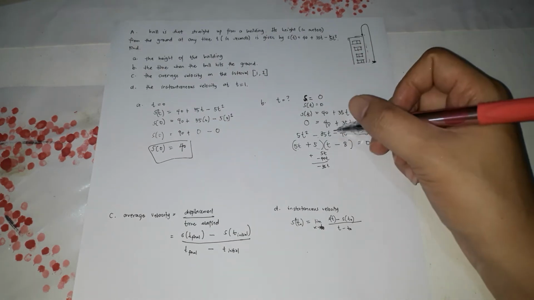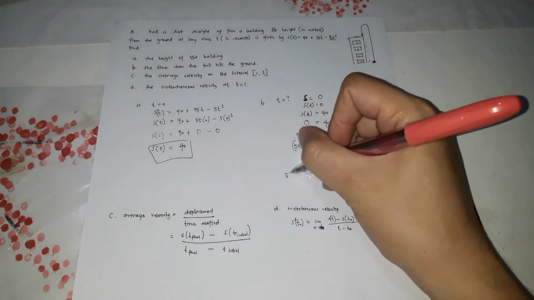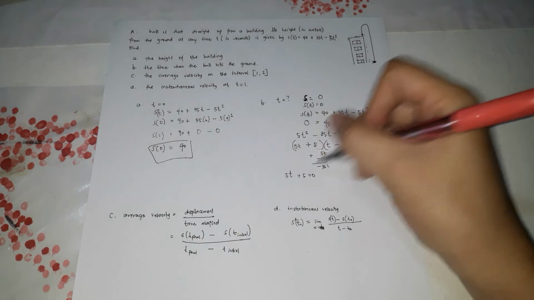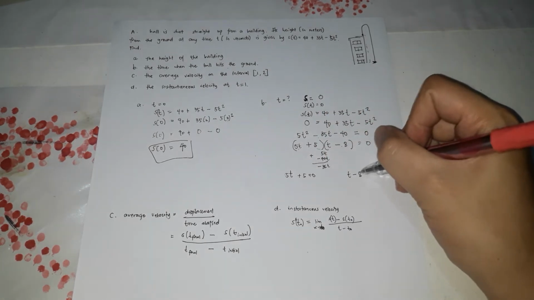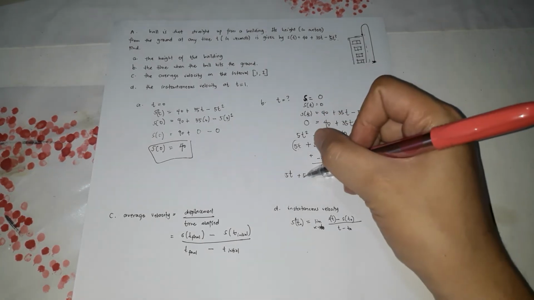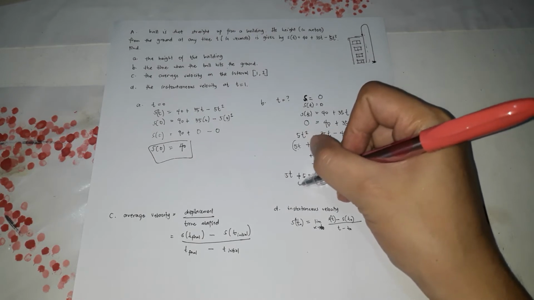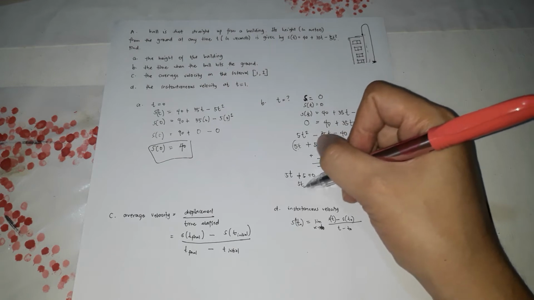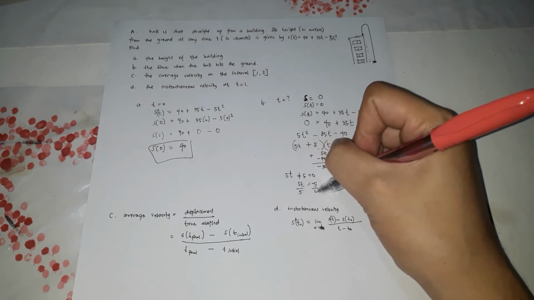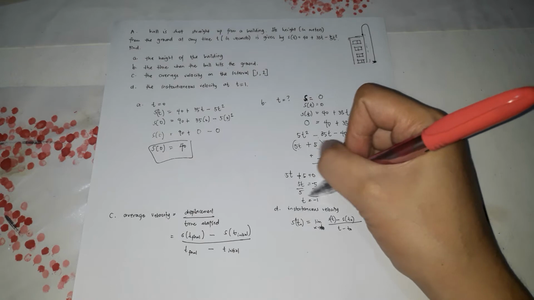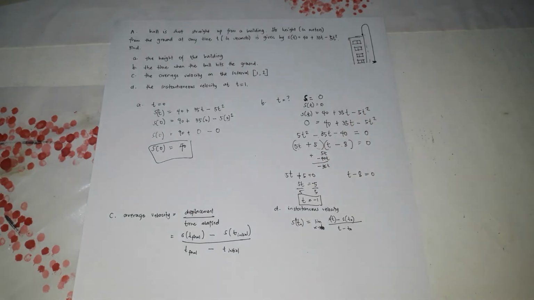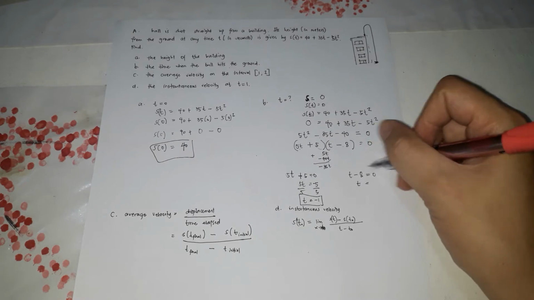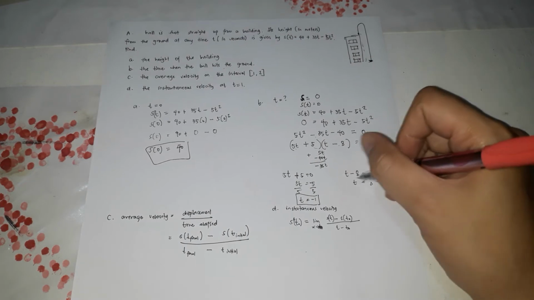Kasi factored form siya, so let's solve for t per factor equal to 0. Equate mo to sa 0. Itong t minus 8, equate mo rin sa 0. So, for this one, ilipat ang 5 sa kabila. Positive, magiging negative. Divide both sides by 5. 5t is equal to negative 1, so t is equal to negative 1 over 5. T minus 8 is equal to 0, so t is equal to, ilipat mo, magiging positive 8.